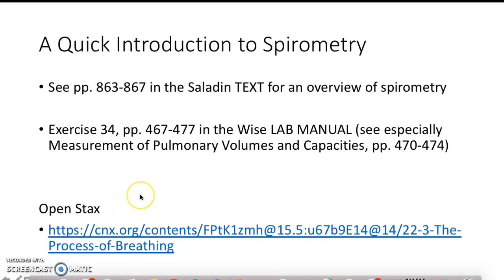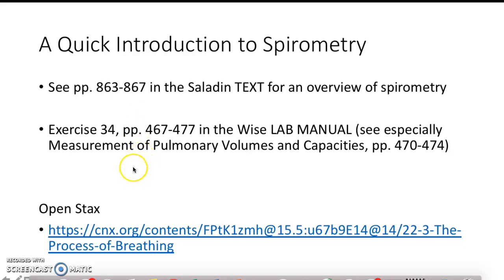Let me give you some references first. If you like the Saladin text, this is the 8th edition that we're using in lecture. You might want to look at pages 863 to 867, and in particular, pages 865 to 867 for a really good discussion of spirometry.